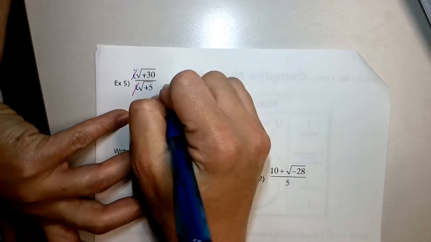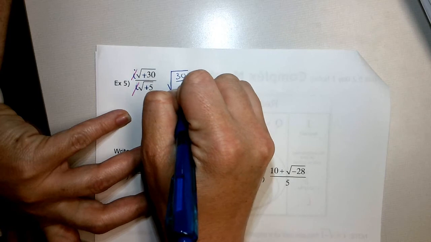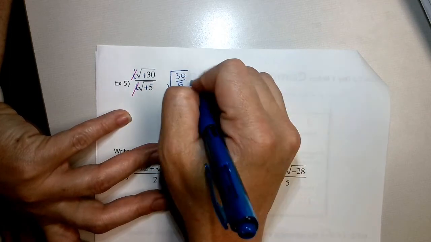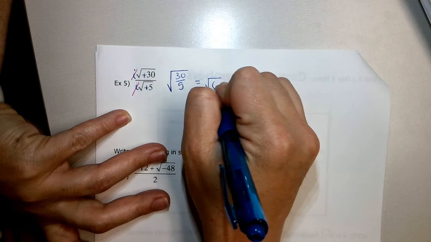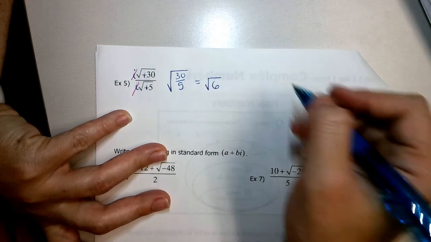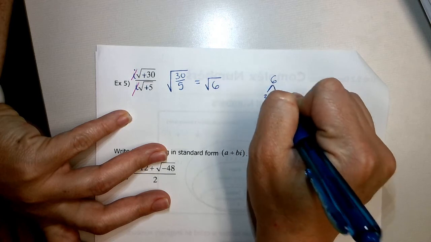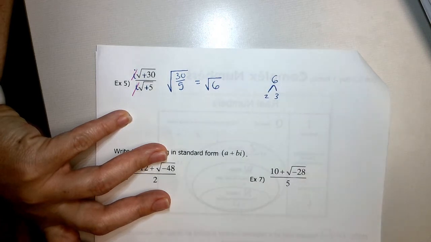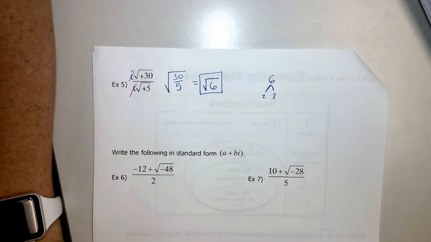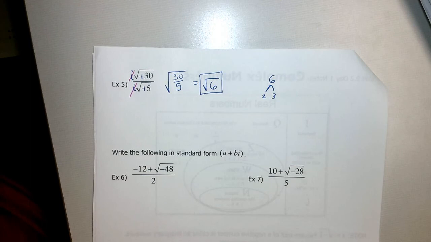So then we just end up with 30 divided by 5, because since they have the same house, they can be combined. What's 30 divided by 5? 6. Now, can the square root of 6 be simplified? Well, 6 is 2 and 3. Do either of those match? No, so it cannot be simplified. Therefore, that is my answer. Any questions with that section we just got done with?